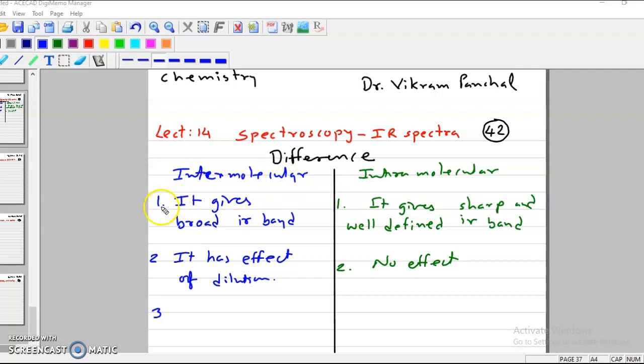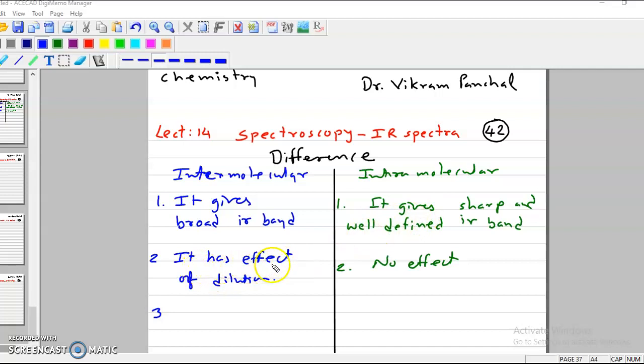We can see that if there is intermolecular hydrogen bonding, you will get a broad IR band, and if there is intramolecular hydrogen bonding, we will get a sharp and well-defined IR band. So intermolecular gives a broad band, and intramolecular gives a sharp band.